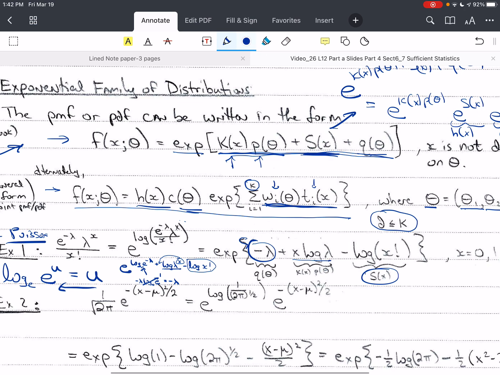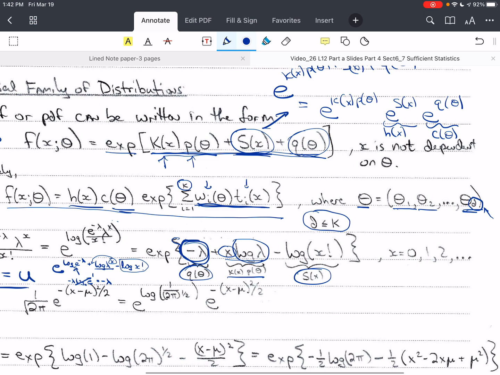And then we have a function of lambda only. That's this one. So that's our q of theta. So we've got those two. And then it's very nice. We need a function of x times a function of lambda. So this is our k of x times p of theta, or lambda in this case. And don't forget your support.